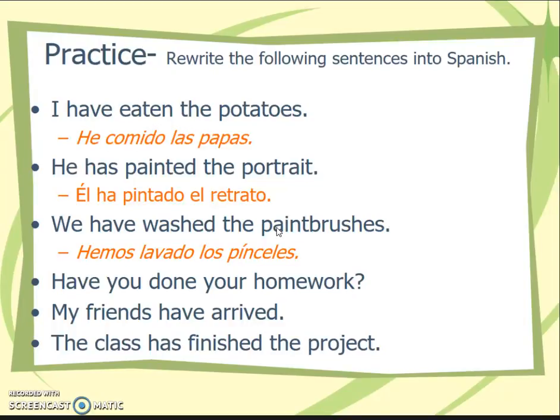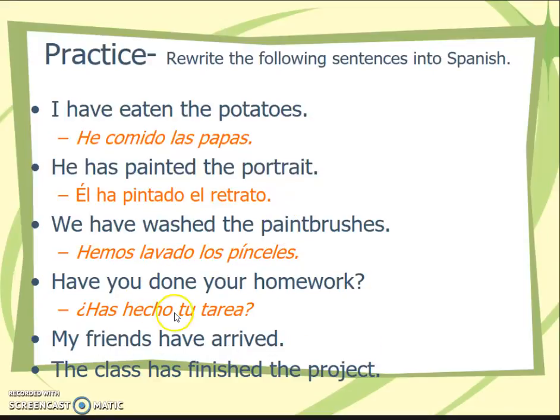And have you, most likely that's a teacher talking to a student or a friend talking to a friend. And in that case, it's going to be the tú form. So again, the tú form, I don't need to specify you because has only goes for tú. And so has, and then hacer is one of the irregulars. It's hecho. And so has hecho and then tu tarea.